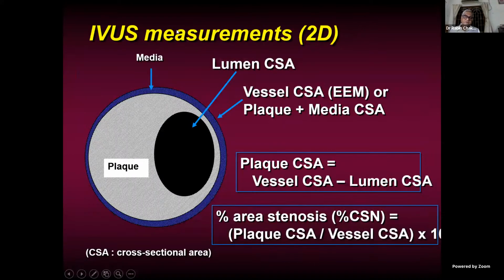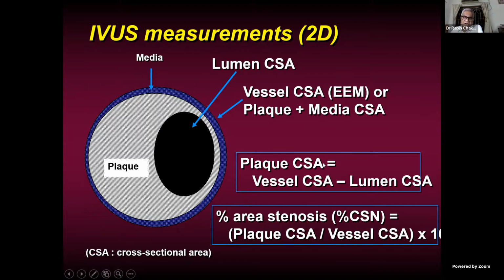Then IVUS measurements. Normally we do 2D measurements. This is a media. Media is a dark component. And immediately after that, there is a bright component called intima, and beyond that dark line or dark circle, there's one other white circle that is adventitia. So we can actually do luminal cross-sectional area, vessel cross-sectional area, or plaque and media cross-sectional area.